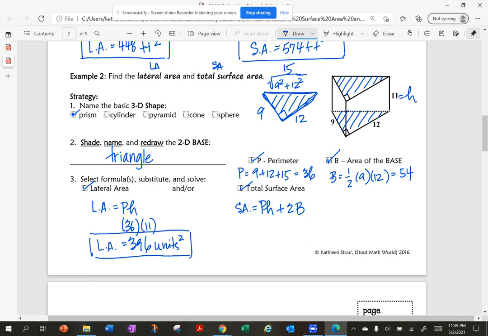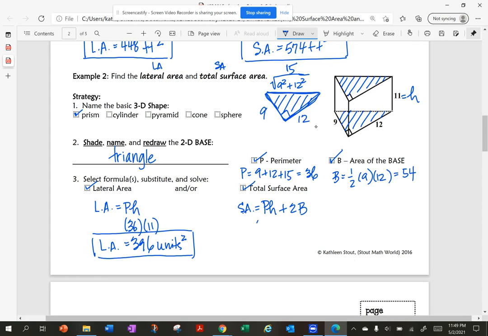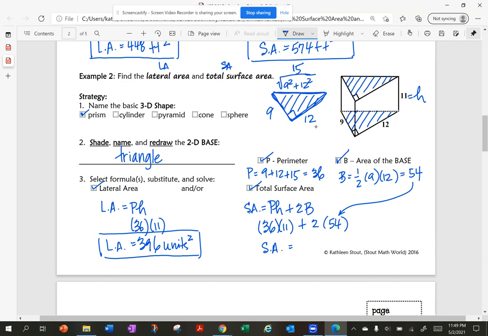Okay, my total surface area. So I'm going to substitute in. This is going to be 36 times 11 plus 2 times 54, which is my total surface area then is 504 units squared. So when they don't give me the units, I just say units for the general value.